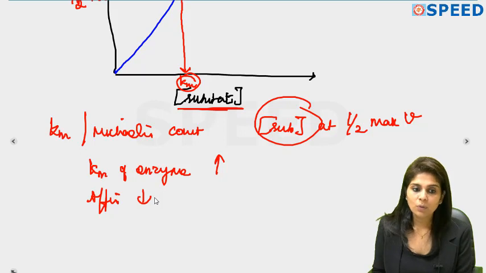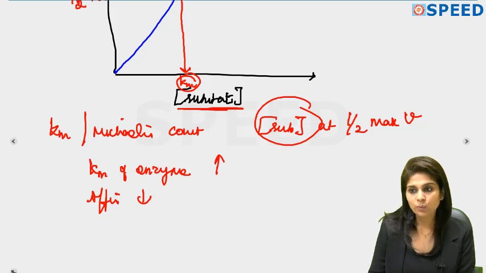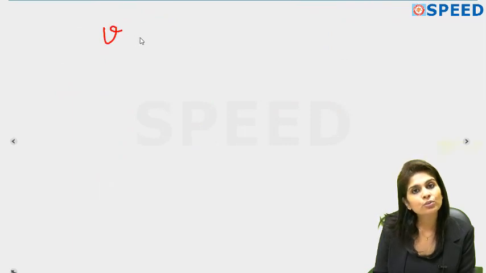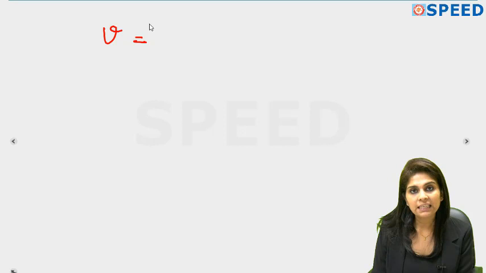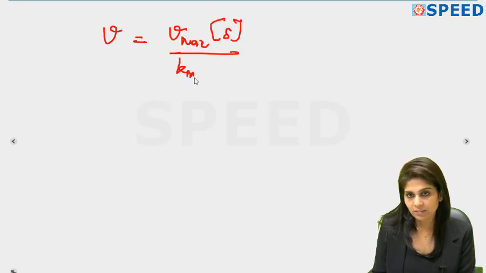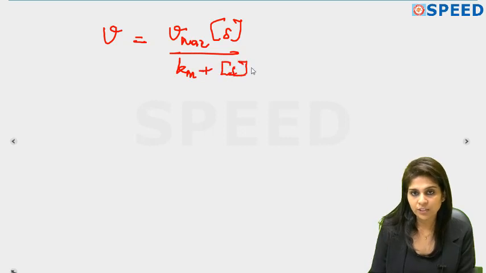Now about the Michaelis-Menten equation. So what is the Michaelis-Menten equation? You need to know about this equation to find out enzyme inhibition type, to understand the double reciprocal plot. So what is the Michaelis-Menten equation? V is equal to Vmax into S by Km plus S.